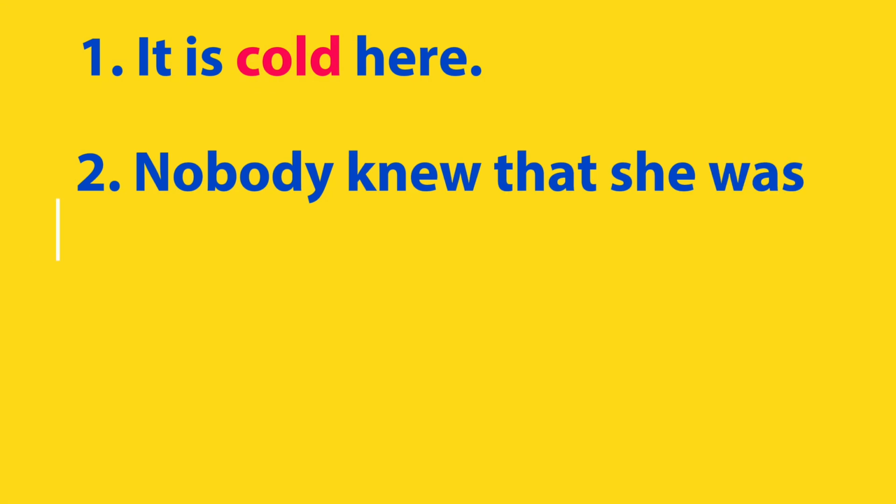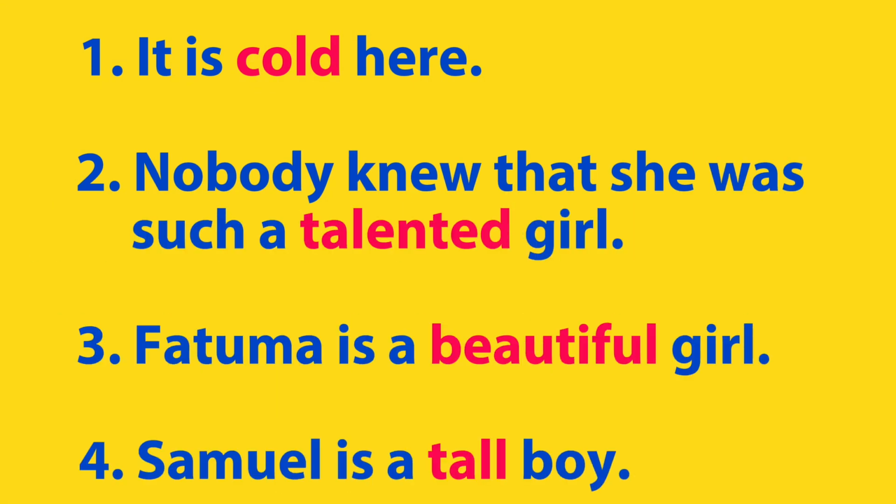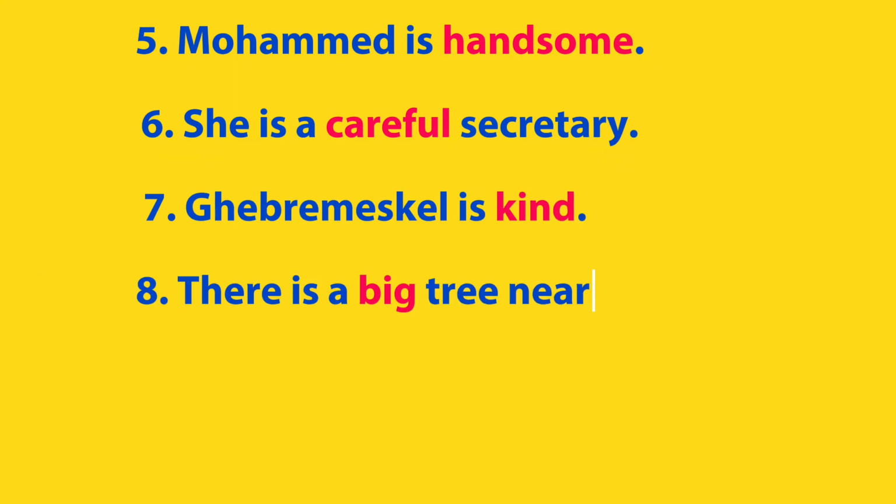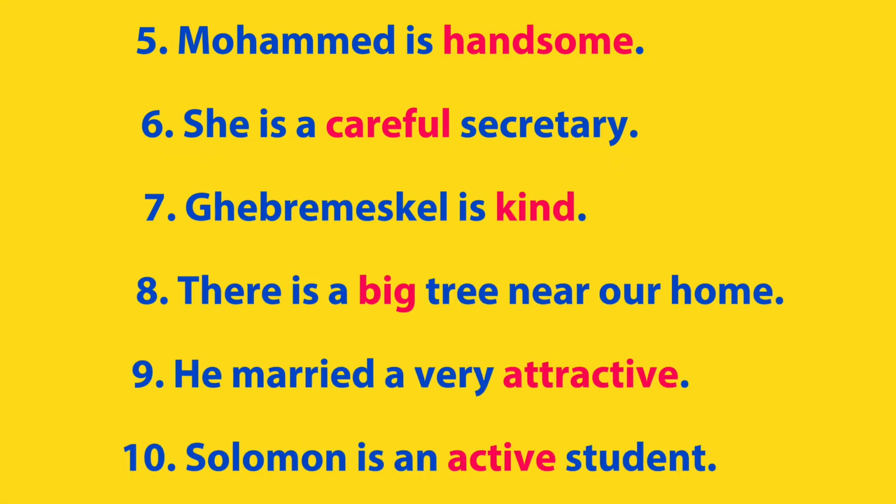1. It is cold here. 2. Nobody knew that she was such a talented girl. 3. Fatuma is a beautiful girl. 4. Samuel is a tall boy. 5. Muhammad is handsome. 6. She is a careful secretary. 7. Gebremeskel is kind. 8. There is a big tree near our home. 9. He married a very attractive woman. 10. Solomon is an active student.